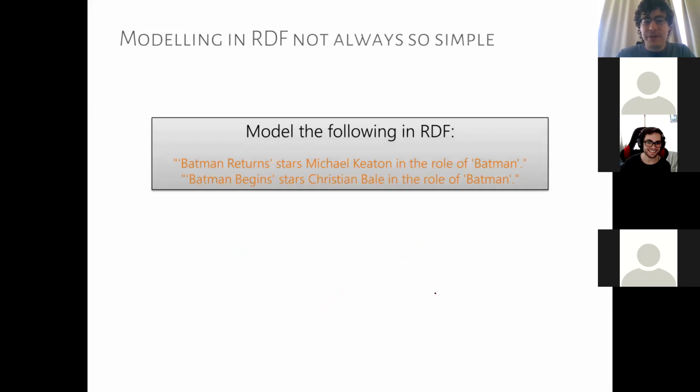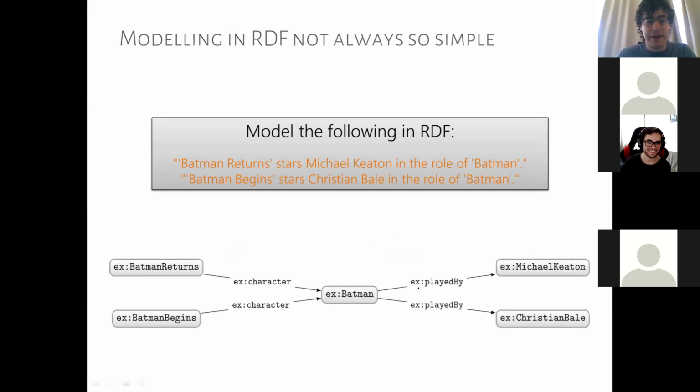But what happens if we have, for example, multiple people interpreting the same role in different movies, right? So now we have Batman Begins as character Batman, Batman Returns as character Batman, Batman is played by Michael Keaton and Christian Bale. Can anyone see the problem?